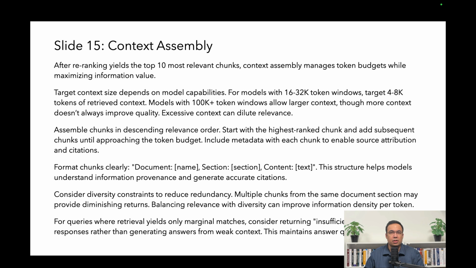And here's something to think about for the edge cases. Sometimes your retrieval won't find chunks that are highly relevant. All your similarity scores might be mediocre. In these cases, you'll need a fallback strategy. Maybe you return a response saying, "I don't have enough information to answer that confidently," rather than forcing the LLM to generate an answer from weak context. This maintains answer quality and user trust better than generating low-quality answers based on marginally relevant context.